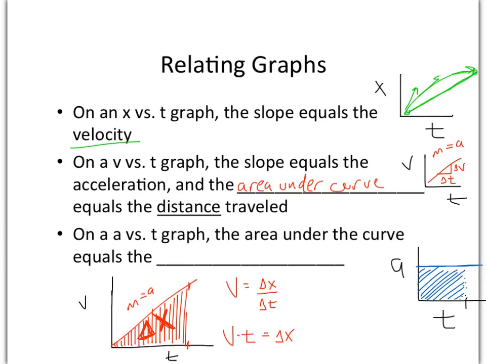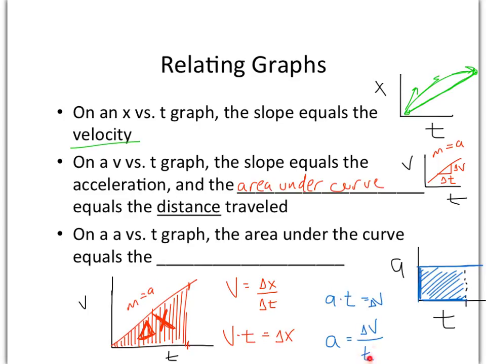Okay, well, what do you do to get that area? You take the acceleration times the time, right? To find that area, the vertical is acceleration, the horizontal is time. What is acceleration times time? Acceleration times time equals velocity, because we know that acceleration equals change in velocity over time. All right? I should really say change in velocity right there. All right? We know this is true.